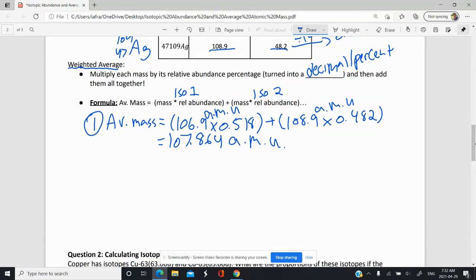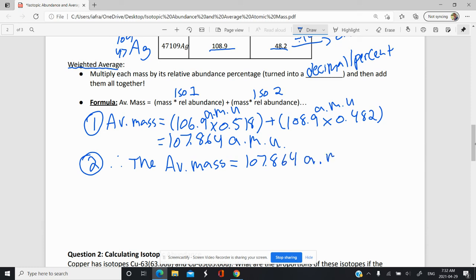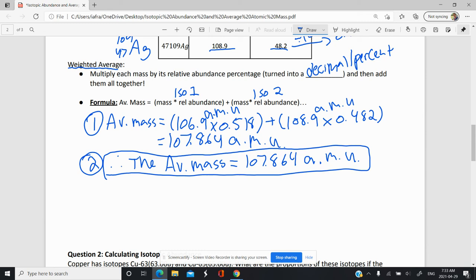And then the last step I usually like to do is a therefore statement. So you can say, therefore, the average mass is equal to 107.864 atomic mass units. It's just a reminder that you actually looked for the average mass, and it allows you to remember what your question was all about. So you'll show your steps, your final answer there, and then your therefore statement.